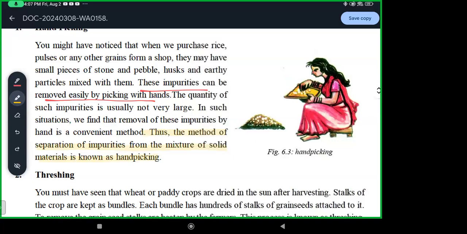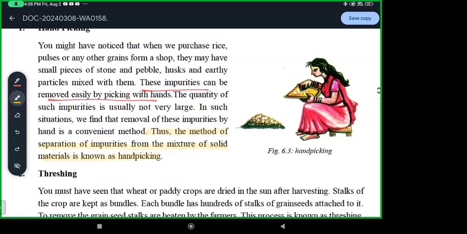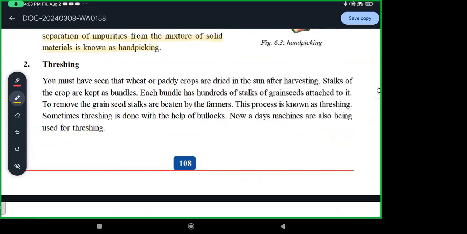Okay, picking up with hand. Then we have threshing. You must have seen that wheat or paddy crops are dried in the sun after harvesting. Stalks of the crop are kept as bundles. Each bundle has hundreds of stalks of grain seeds attached to it. To remove the grain seed, stalks are beaten by the farmers. This process is known as threshing.